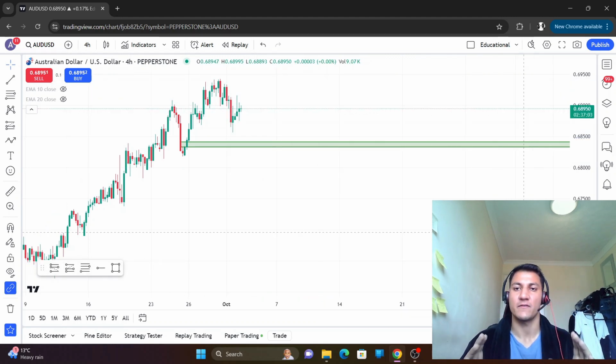And that's all you need to know about fair value gaps. It really is that simple. Ignore everyone else who tries to overcomplicate it.